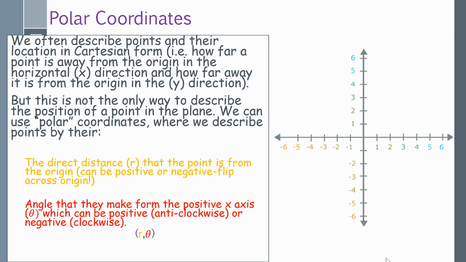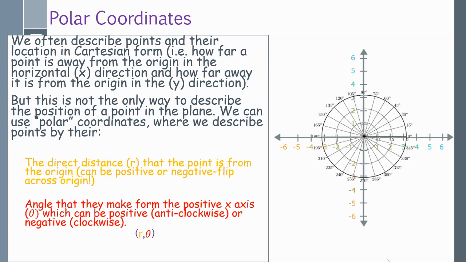But this is not the only way to describe the position of a point on the plane. Instead, we can use polar coordinates where we describe points by their direct distance, or r, from the origin, and also the angle that they make from the positive x-axis. Note that sometimes r will be negative, and I'll explain what this means a little later on. So instead of having x and y as a coordinate, I can represent a Cartesian coordinate in terms of polar coordinates, r, theta.